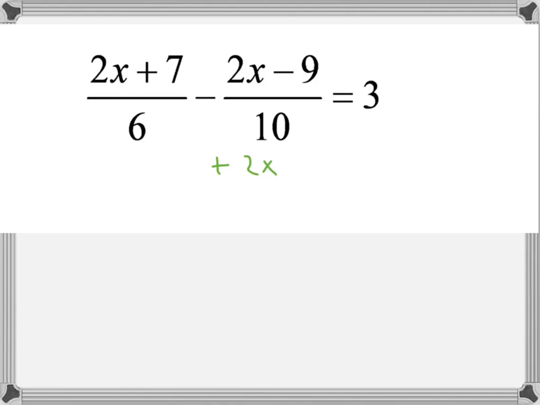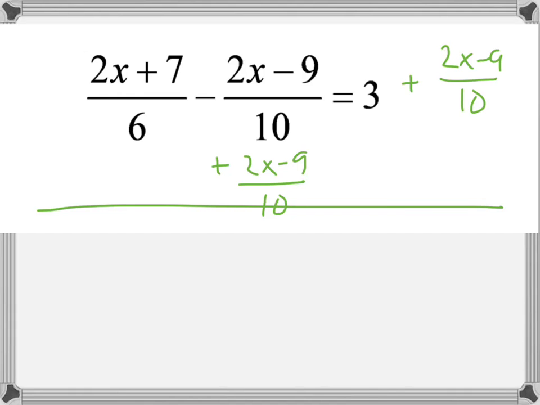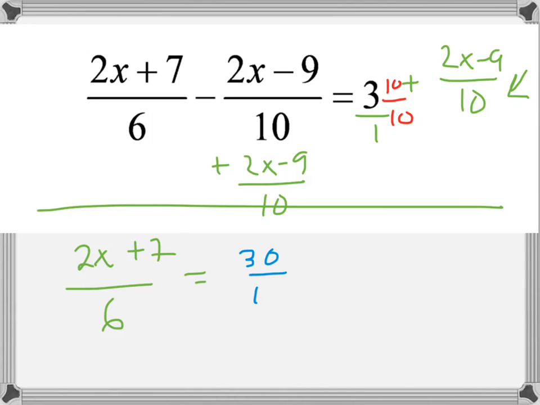So if I add 2x minus 9 over 10 to this side, what's going to happen is I'd have 2x plus 7 over 6 is equal to, now this one's over 10, so this one's over 1. So I'm going to multiply the 3 by 10 over 10 just real quick, because then I have the same denominator. So that's 30 over 10 plus 2x minus 9 over 10. Now I can go ahead and add those together.